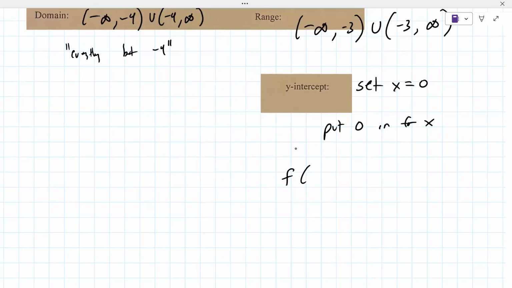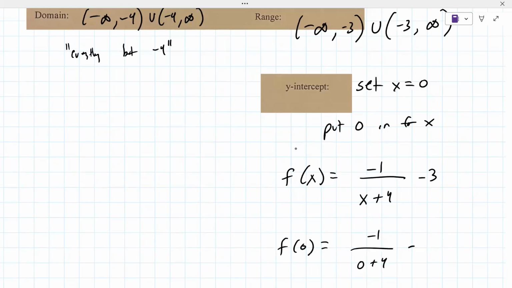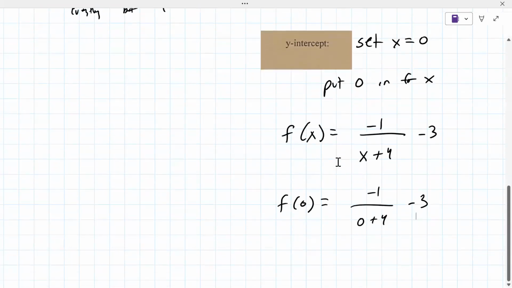And if you haven't figured it out yet, a lot of this is note card stuff, or if you do Quizlets, you have to memorize all this stuff. There's no other way around it. It's easy to misremember things. So y-intercept, you're putting 0 in for x.